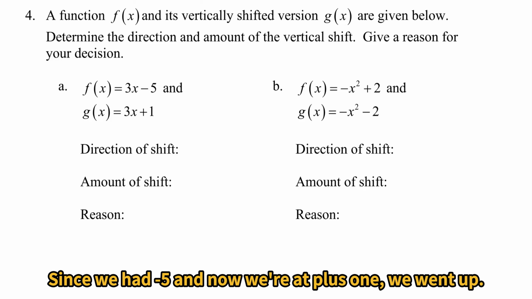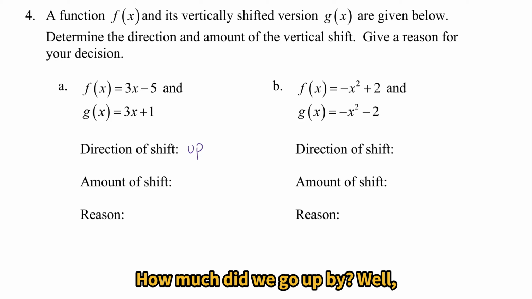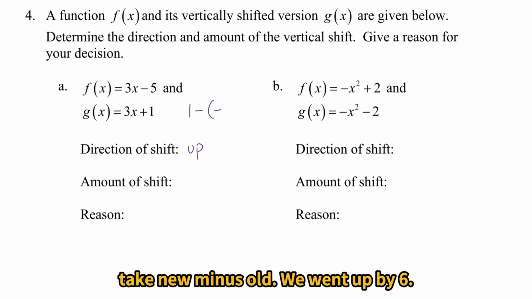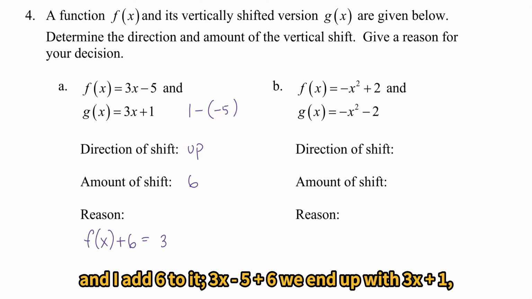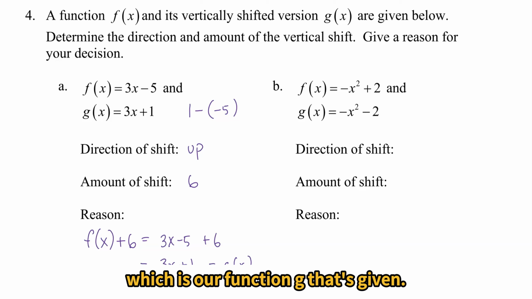Since we had minus 5 and now we're at plus 1, we went up. How much did we go up by? Well, take new minus old. We went up by 6. And we know it's up because if I take this function and I add 6 to it, 3x minus 5 plus 6, we end up with 3x plus 1, which is our function g that's given. Try B on your own.